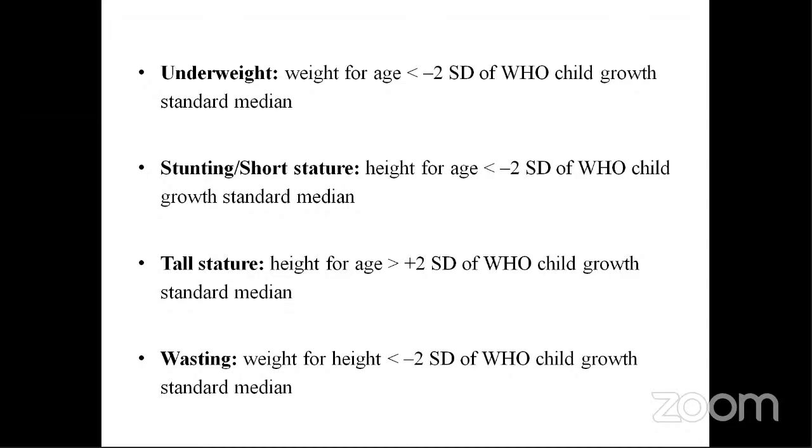For this, you should understand certain parameters. Underweight is when the weight for age is less than -2 standard deviation of the WHO child growth standard median. Stunting or short stature is when the height for age is less than -2 standard deviation of the WHO child growth standard median. Tall stature is when the height for age is more than +2 standard deviation of the WHO child growth standard median. Wasting is when the weight for height is less than -2 standard deviation. So underweight is weight for age less than -2 standard deviation, and wasting is weight for height less than -2 standard deviation. These two things you should remember.